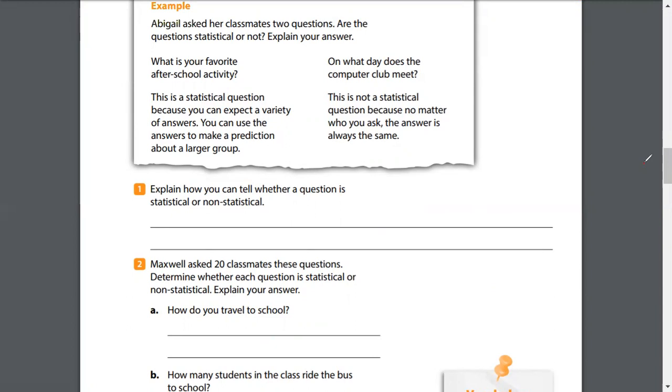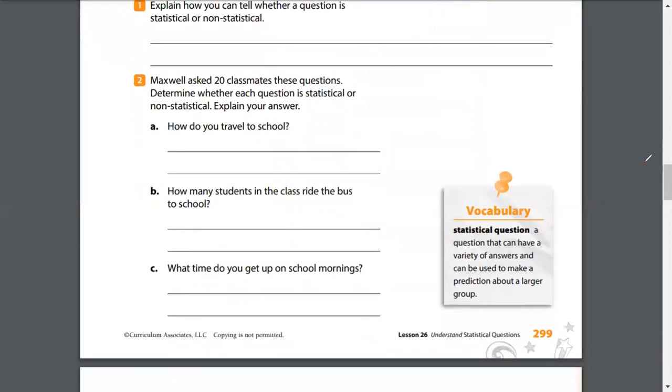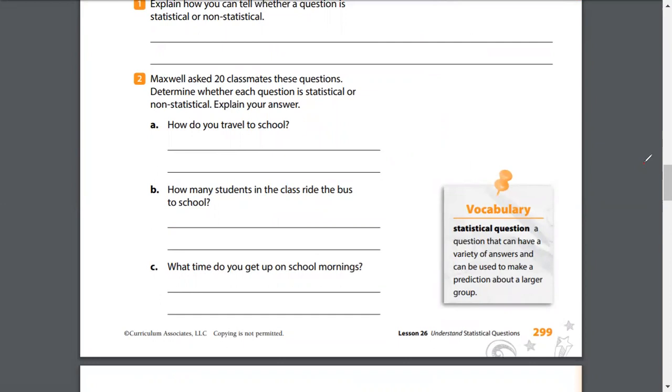There would not be a question mark because you're not given a question. Number 2: Maxwell asked 20 classmates these questions. Determine whether each question is statistical or non-statistical and explain your answer. 2A is how do you travel to school? B is how many students in the class ride the bus to school? And C, what time do you get up on school mornings? He's asking classmates, and you have to determine whether you're going to have one answer or more than one answer, which will determine whether it's statistical or non-statistical.